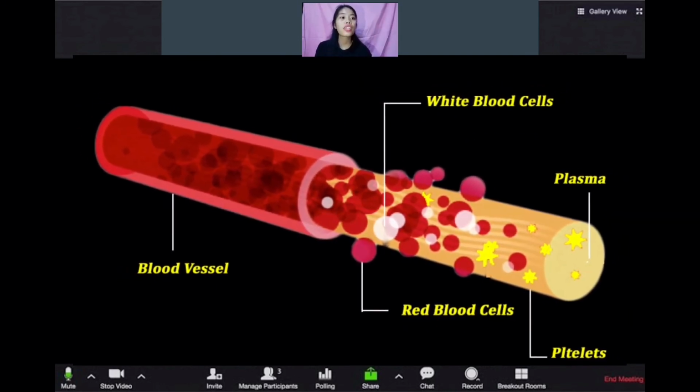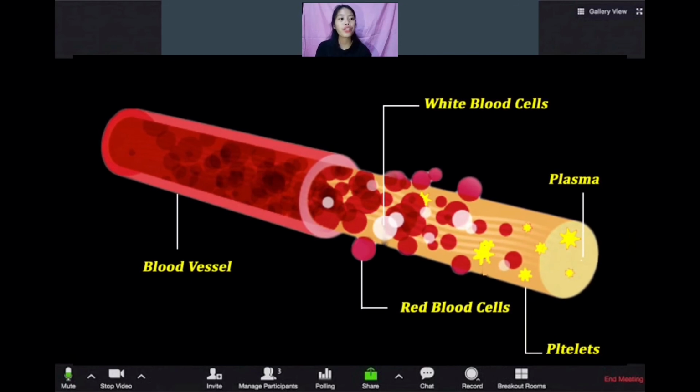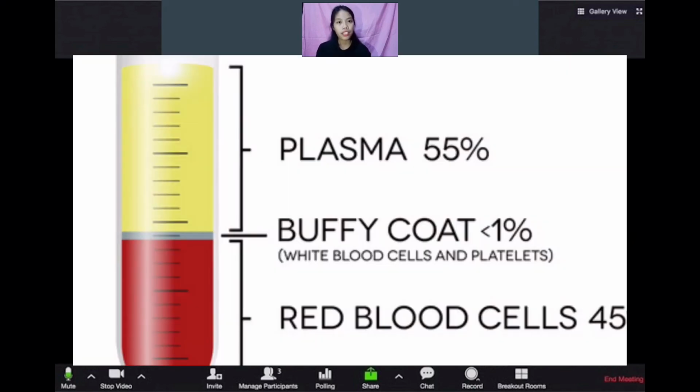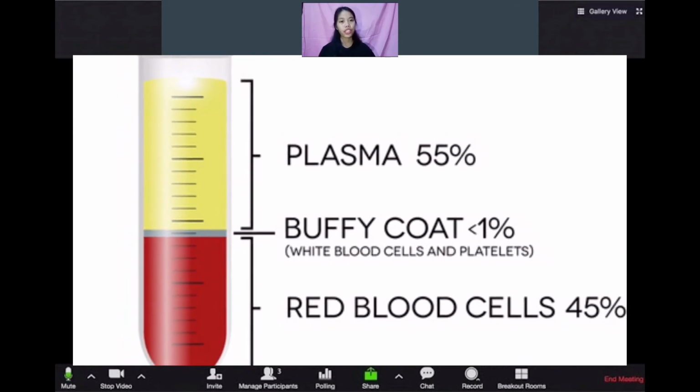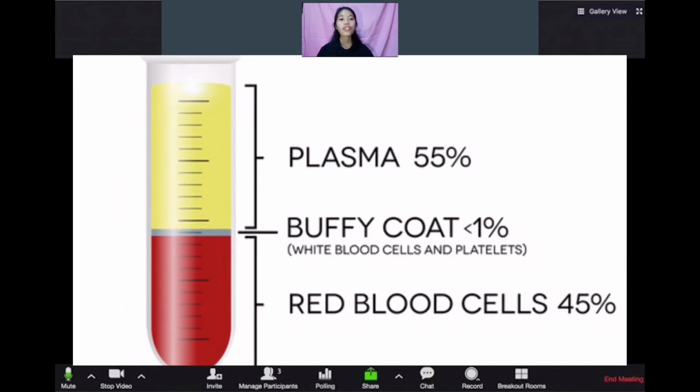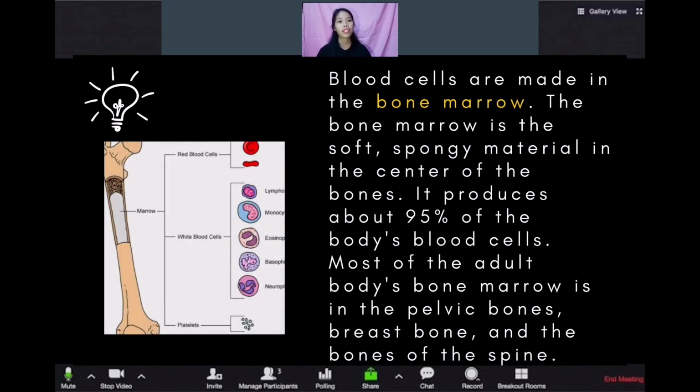Overall, this illustration shows the blood inside the blood vessels. We have plasma, the red blood cells, white blood cells, and platelets. After the centrifugation, the separation of the components in the whole blood looks like this. We have plasma that is less dense than the others. Next, the buffy coat or white blood cells and platelets. And lastly, the red blood cells.